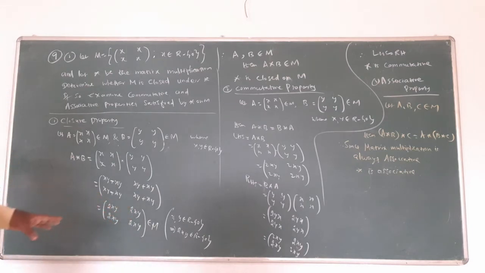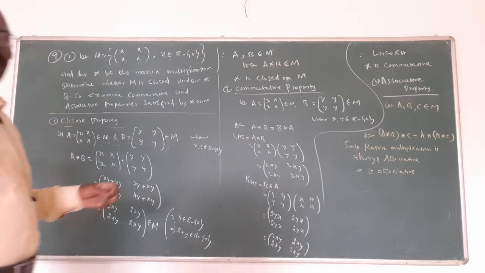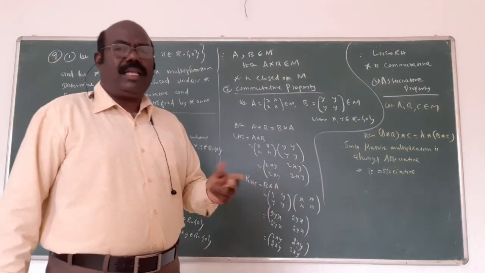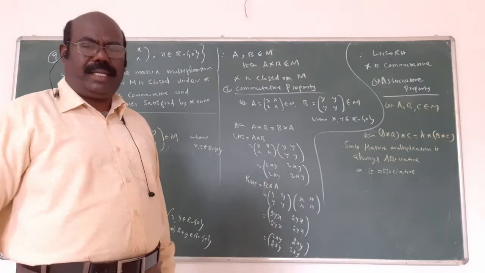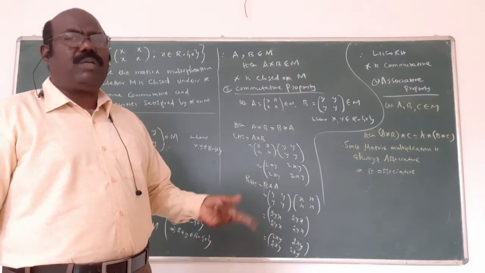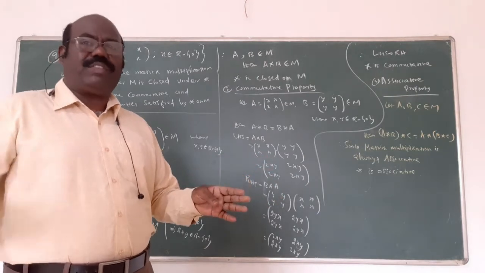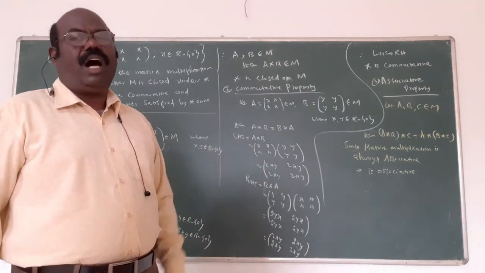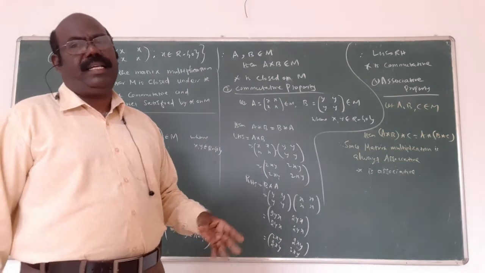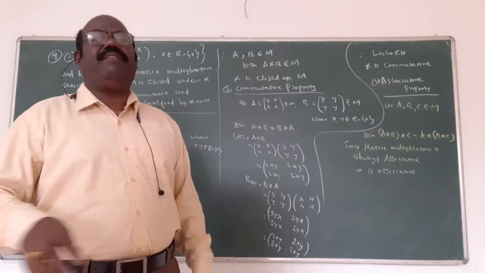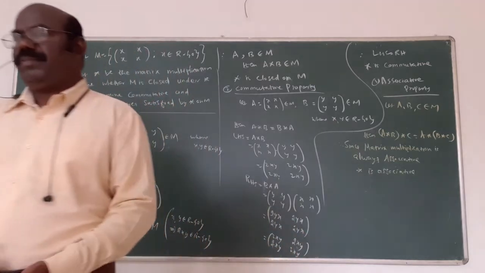There is one more small concept here. You must follow the definition. Closure property means you assume two elements belong to M, multiply both, and that answer also belongs to M. That is the closure property. Commutative property means you assume two elements A and B, multiply first with second, then second with first, and they will be equal. Then the associative property means you take three elements A, B, C: A with B, then C, and B with C, then A, will be equal. In this way you want to prove. That's all.